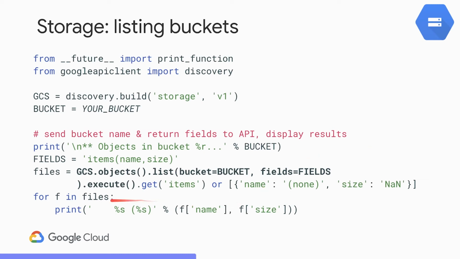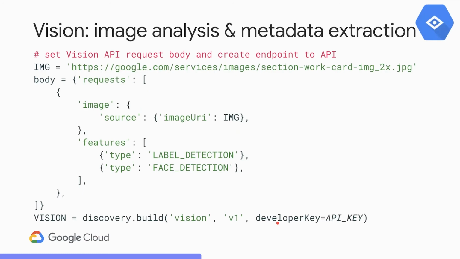So in this case, I'm going to create an endpoint to the Cloud Storage API, and this just lists what different buckets you have available. So that's it. It's very similar to the Drive example, but for all your file buckets.